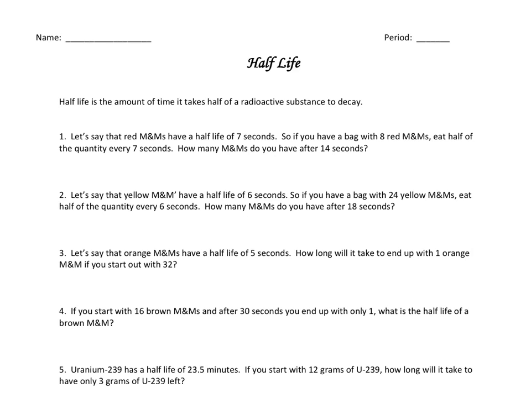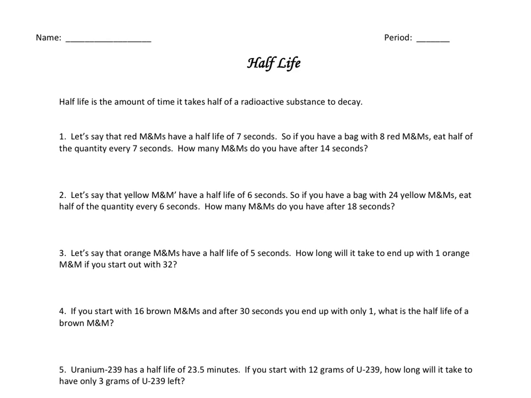To simplify things, we're going to use the example of M&Ms. Let's say for number 1 that red M&Ms have a half-life of 7 seconds. If you have a bag of 8 red M&Ms, you want to eat half of the quantity every 7 seconds, and we want to know how many M&Ms we would end up with after 14 seconds. Now when you eat M&Ms, they don't just disappear. They look like they disappear, but of course they are in your body and they turn into other things when you digest them. So it's not that it goes away, it just turns into something else.